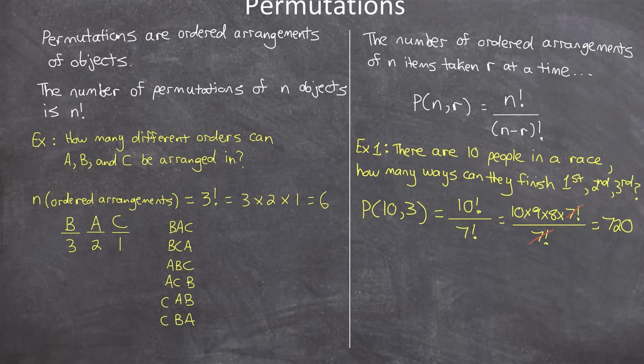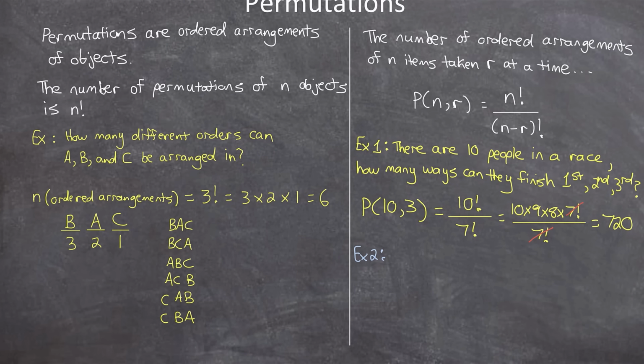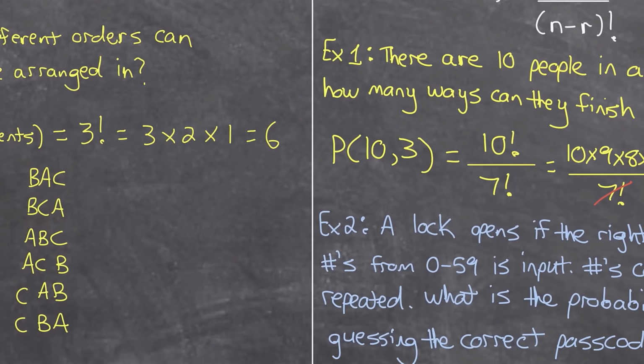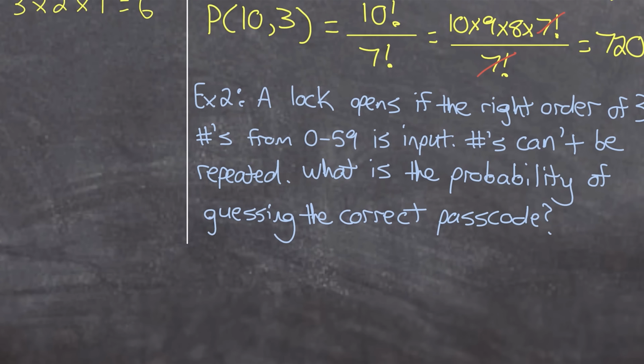And let me do one last example where we see how this could come into play when calculating a probability. This example says that a lock opens if the right order of 3 numbers from 0 to 59 is input. Numbers can't be repeated. What's the probability of guessing the correct passcode on your first try? So for this example, I want to calculate the probability of guessing the correct passcode. I need to do the number of correct passcodes. Well, there's only one actually correct passcode that will open the lock. And then I have to divide that by the total number of possible different passcodes.